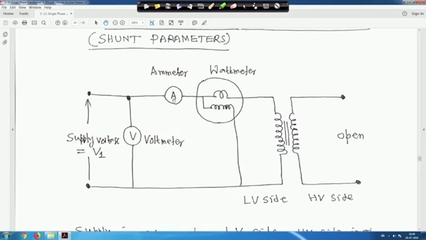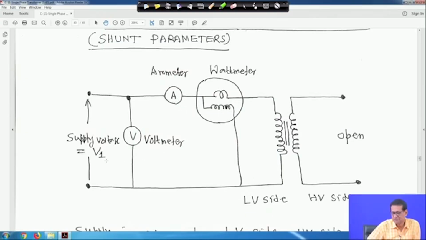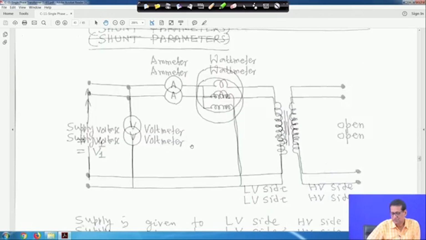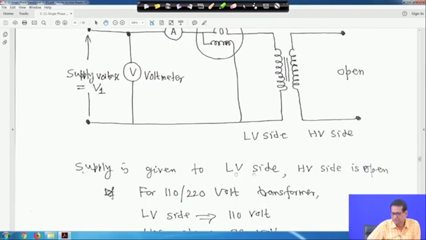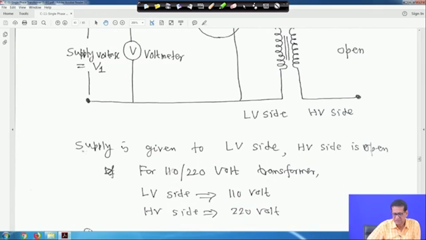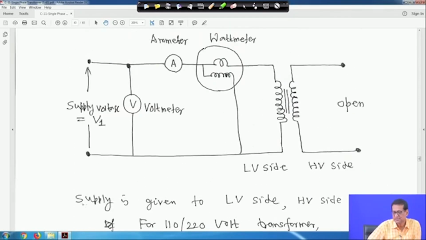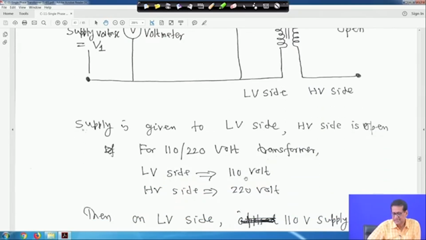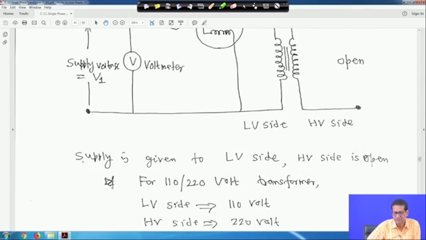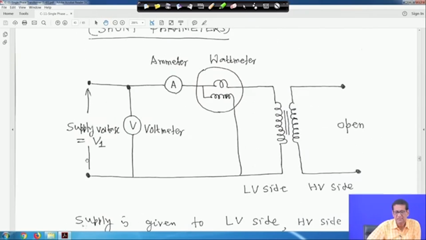So, the ammeter is connected, one wattmeter is connected and one voltmeter is here, and the supply voltage is V1. If the supply is given to the low voltage side, suppose in the laboratory your transformer is 110 by 220 volt, then the low voltage side is 110 volt and the high voltage side is 220 volt. Then on the low voltage side 110 volt is given.